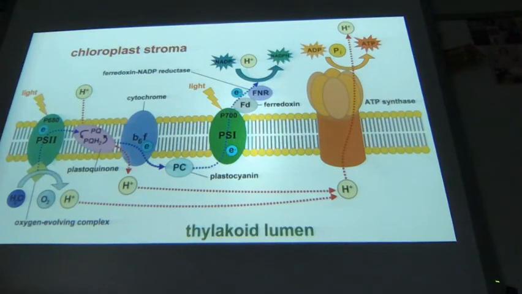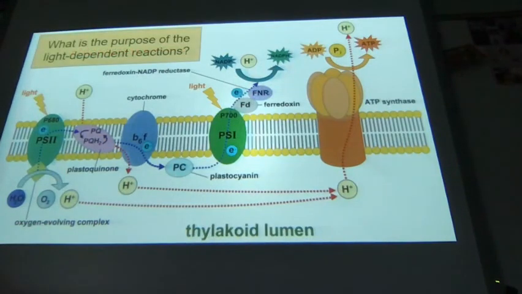Yeah, what's going on here? We've got PS2, we've got our electron transport chain, you've got PS1, got all kinds of good stuff going on here. So what is this process here? Photosynthesis. Light-dependent reactions, right? Light-dependent reactions phase of photosynthesis. What is the purpose, the end goal of these light-dependent reactions? We're producing energy, ATP and NADPH for what? The Calvin cycle, right?